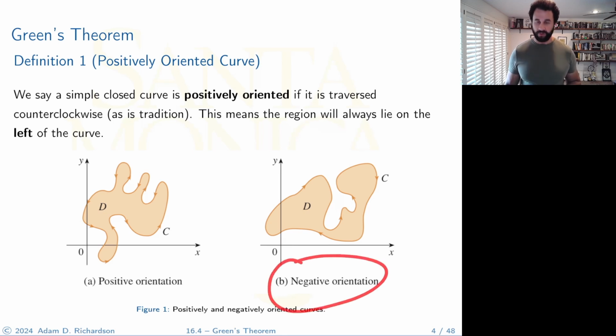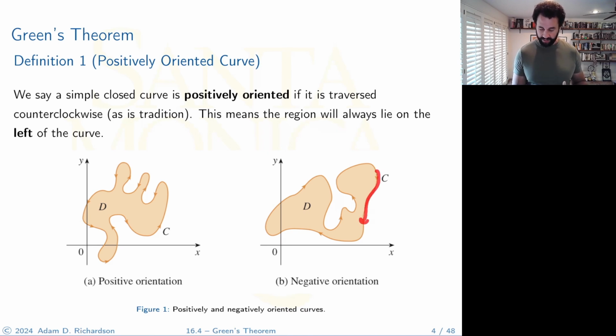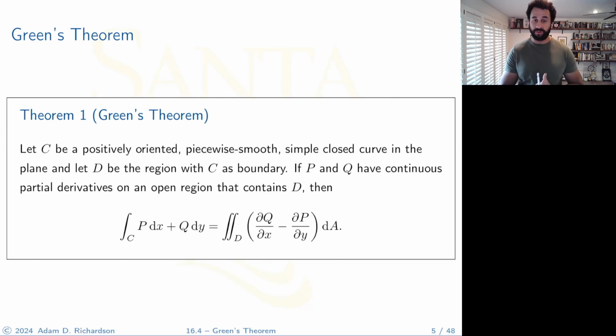This is a negatively oriented curve, so everything's literally the opposite. You're walking along it in a clockwise direction. And here you'll notice that the region is actually on the right. So that's the negative orientation. Okay, so here is the statement of Green's theorem.